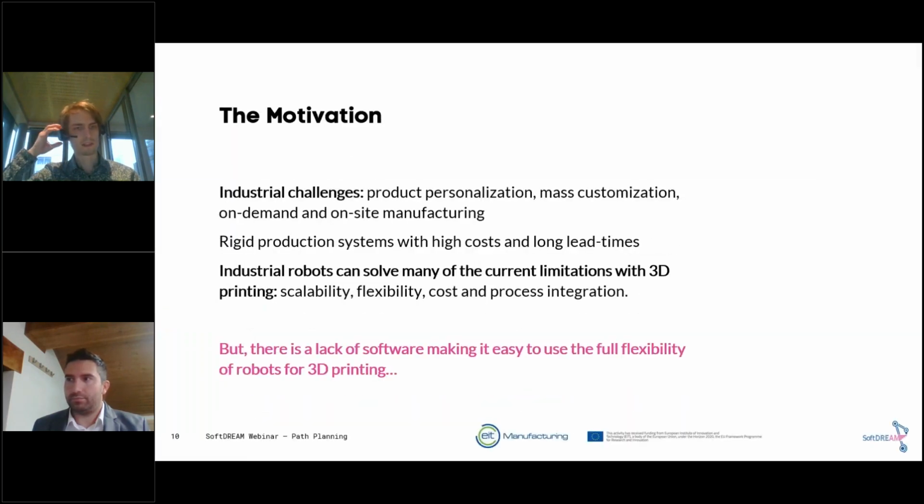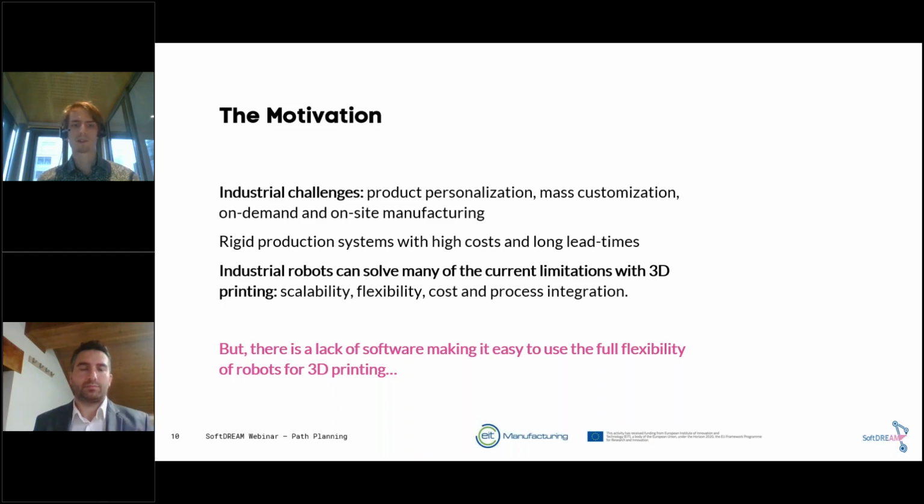This project was started about 10 months ago now, based on a number of industrial challenges that we saw within additive manufacturing, primarily of large-scale parts, such as product personalization, the possibility to do mass customization, on-demand and on-site manufacturing. And we saw that, of course, you have rigid production systems typically in the industry, but even with 3D printing, it's typically associated with high cost and long lead times if you're talking about very large parts and complex parts.